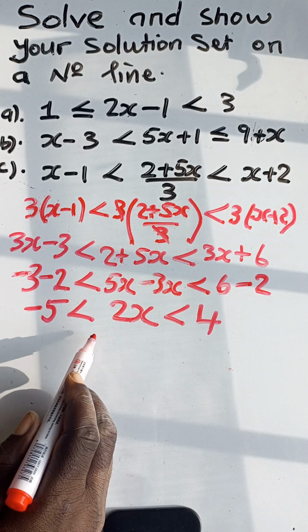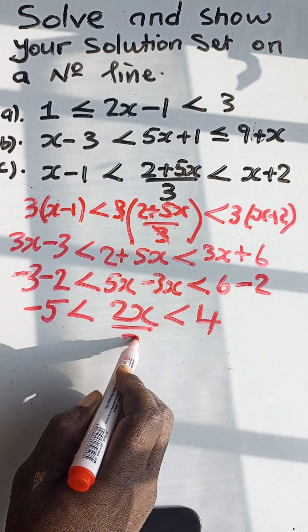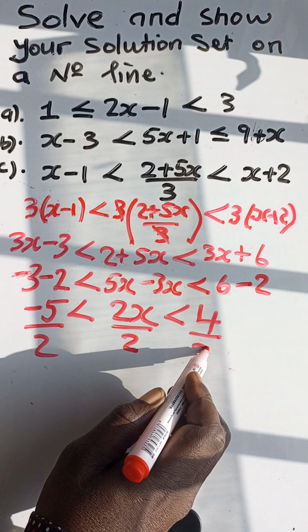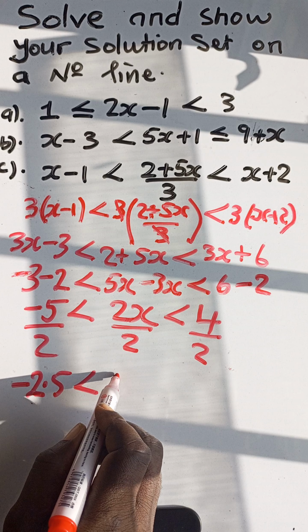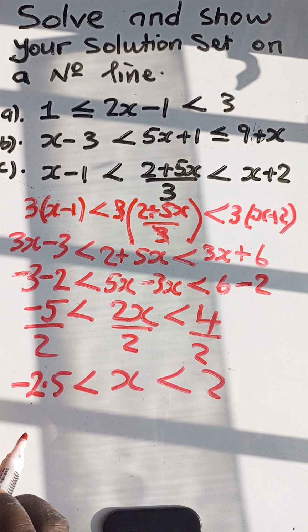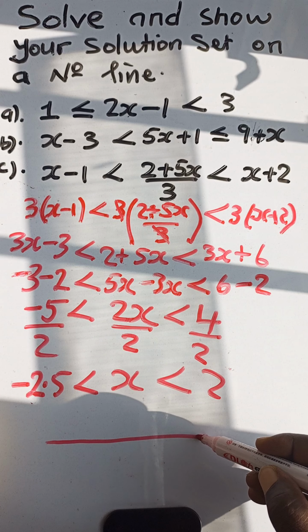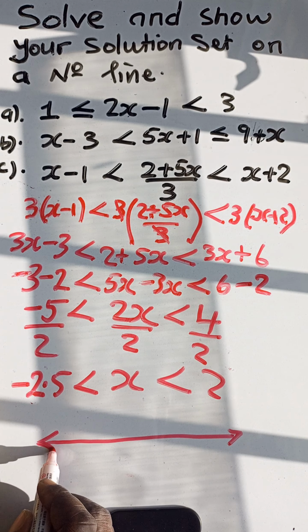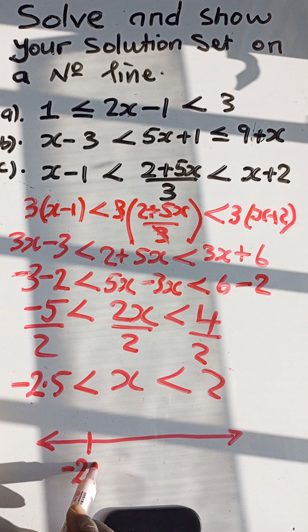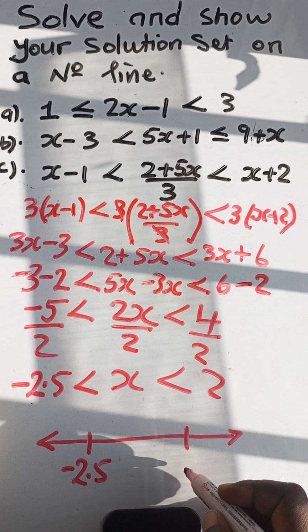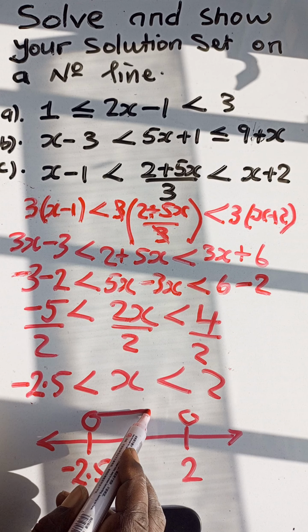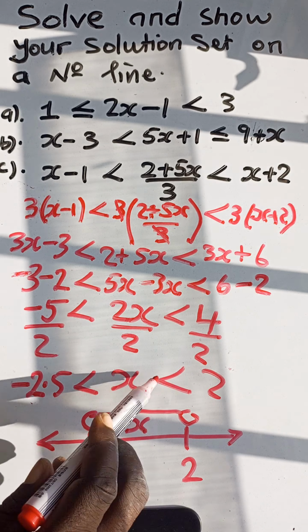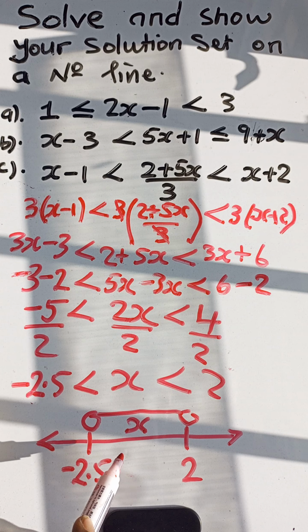At this point, we can divide all through by 2. So we divide here by 2, here by 2, here by 2. So we're going to have negative 2.5 less than x less than 2. So that we can also show it now on the number line. This is the point negative 2.5, and this is the point 2. All of them have open circles at their ends. So that solution set on the number line can be represented as such.